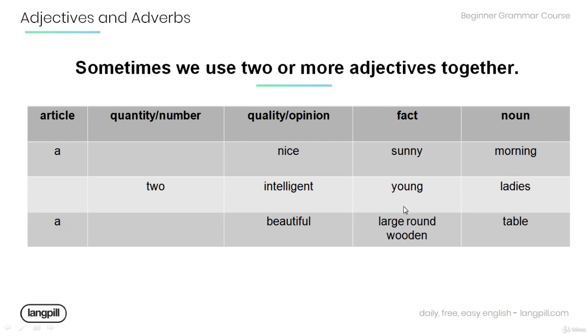And in this sentence, a beautiful, large, round wooden table, there are sets of adjectives describing the noun table. Beautiful, the quality or opinion. Large, round, wooden is the fact.